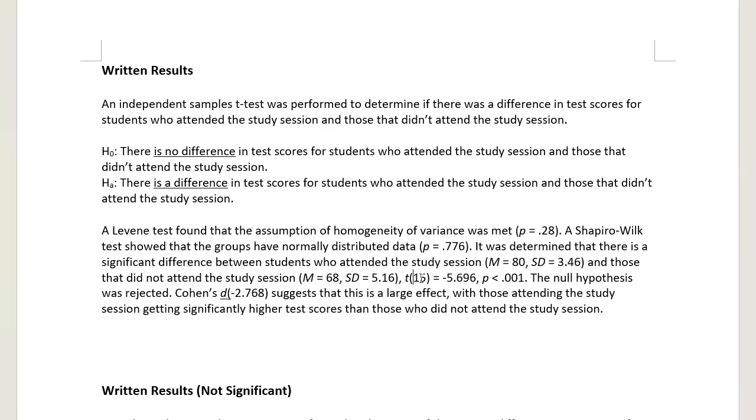So t, then our degrees of freedom in parentheses, then we've got that t-value, and our p-value. Once again, italicize the p, and do not include a leading zero. The null hypothesis was rejected. Very important. Make sure you say that the null hypothesis was rejected. Then Cohen's d, and include that Cohen's d information, which suggests that this is a large effect, with those attending the study session getting significantly higher test scores than those who did not attend the study session. So that is your written results.